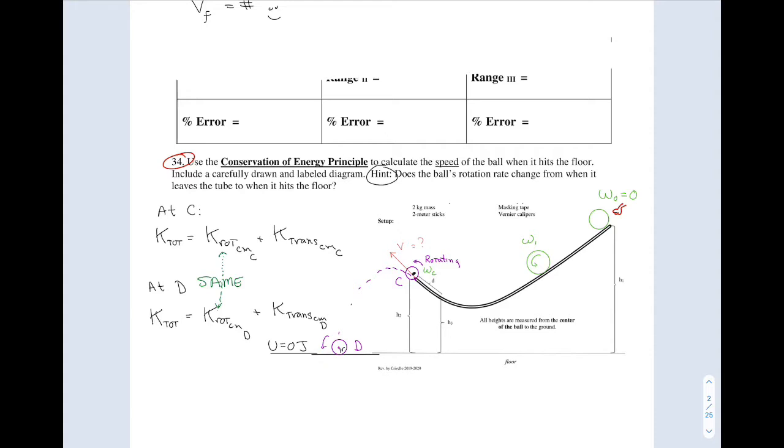Now we've already looked at the concept of center of mass. So what we're trying to find is V final of the center of mass. And I gave you a hint. I said, does the ball's rotation rate change from when it leaves the tube to when it hits the floor? Again, we did this lab. This was kind of getting way ahead, but now we're in the chapter where this will make sense.